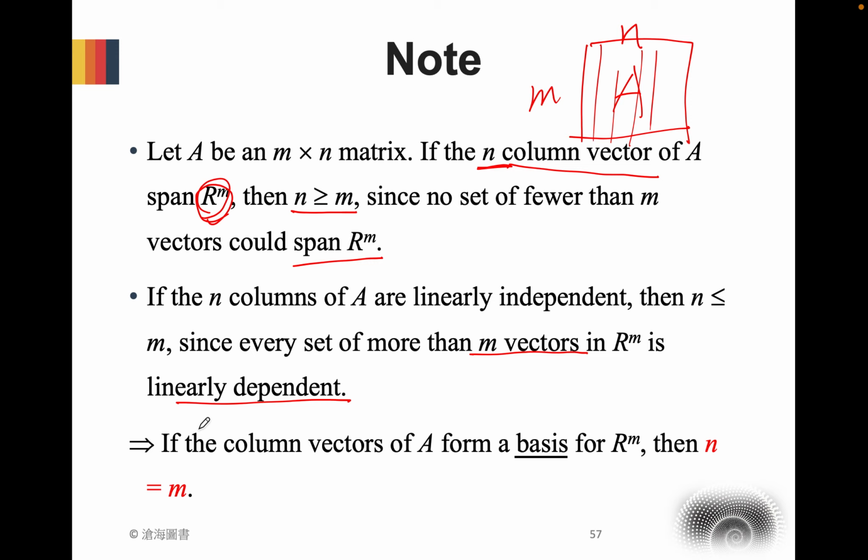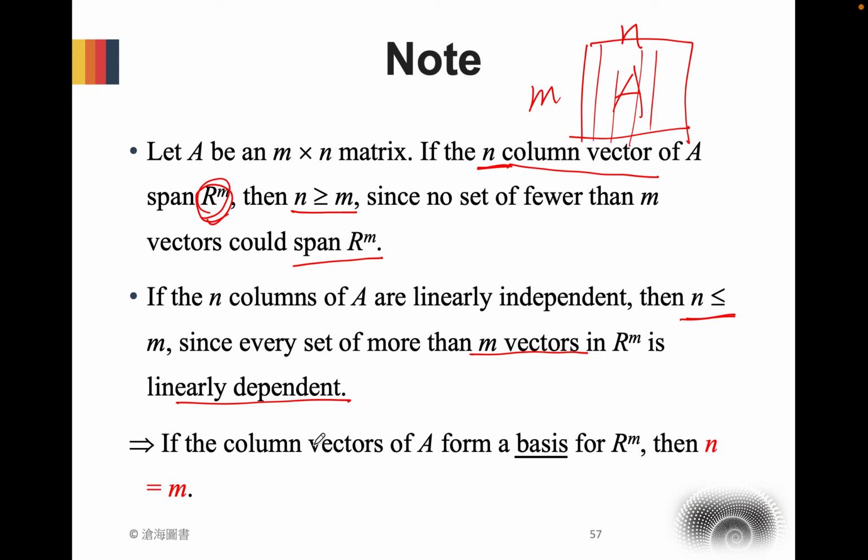Okay, so in this case, n must be smaller or equal to m. So for example, two three-dimensional vectors could be linearly independent. So if the n columns of A are linearly independent, then n must be smaller or equal to m. Okay?